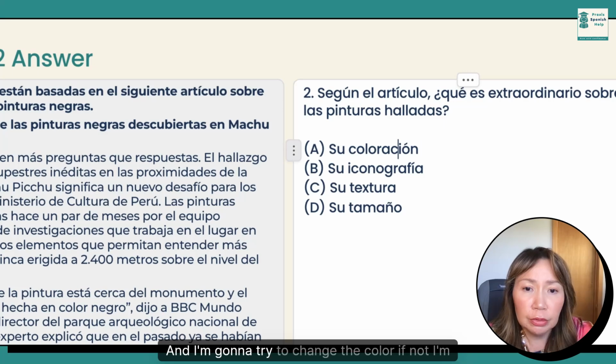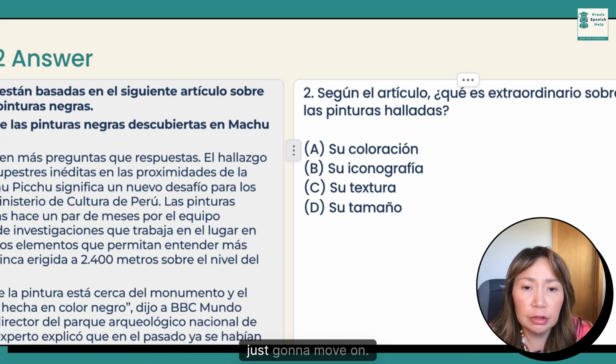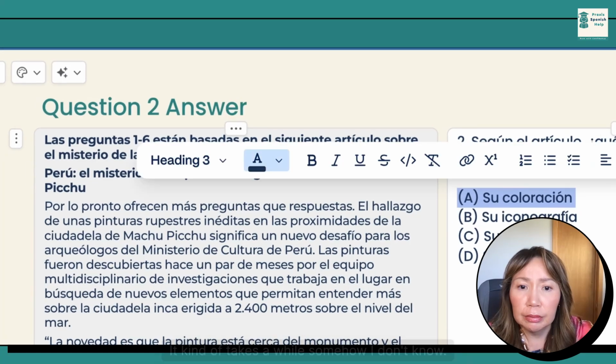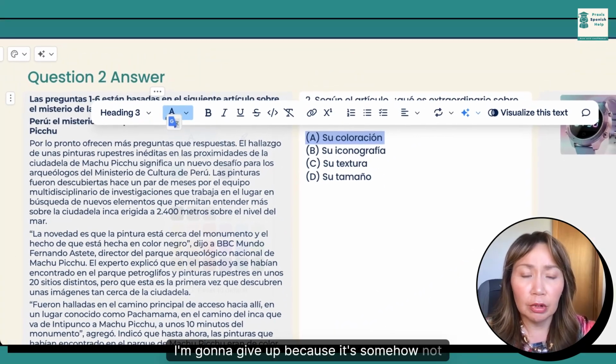And I'm going to try to change the color. If not, I'm just going to move on. It takes a while somehow. So the correct answer is A. Okay, I'm going to give up because it's somehow not working.